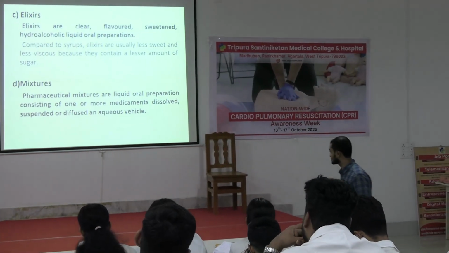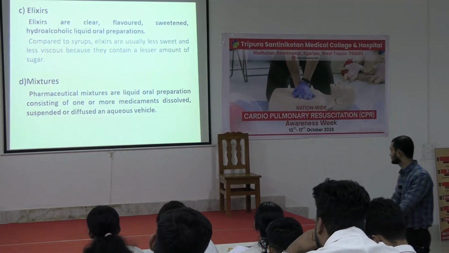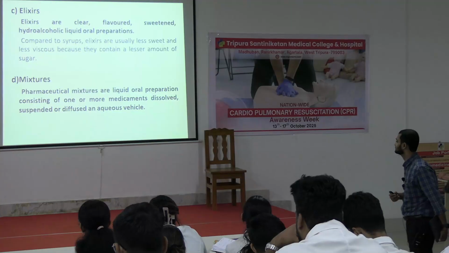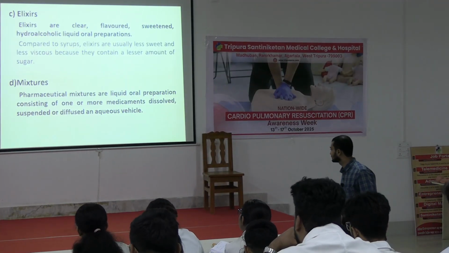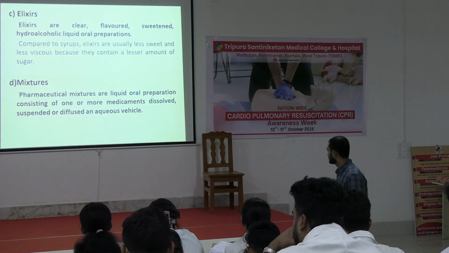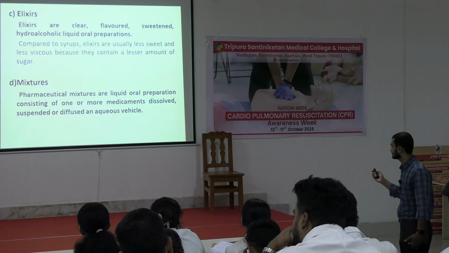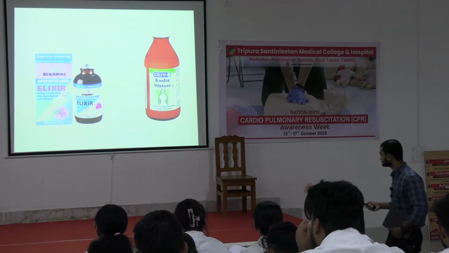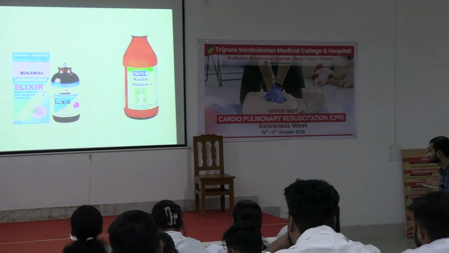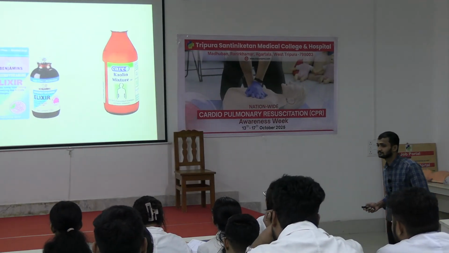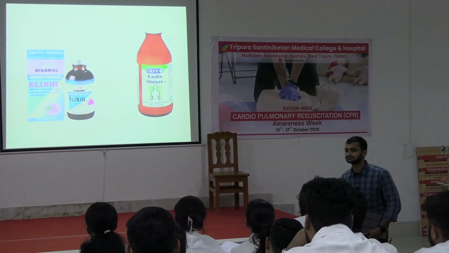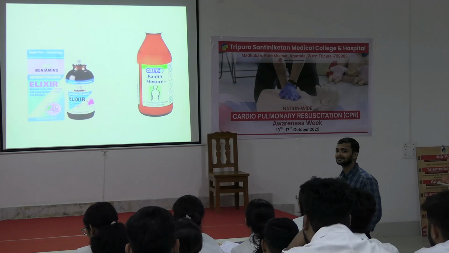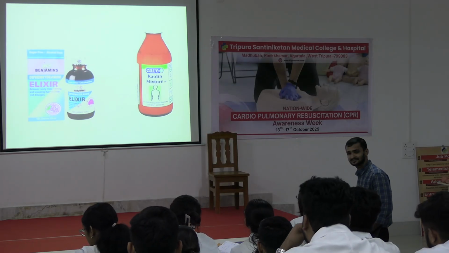Then the next one is mixture. Pharmaceutical mixtures are liquid oral preparations consisting of one or more medicaments dissolved, suspended, or diffused in an aqueous vehicle. So this is an example of an elixir. See what is the drug written there? Can you name it?